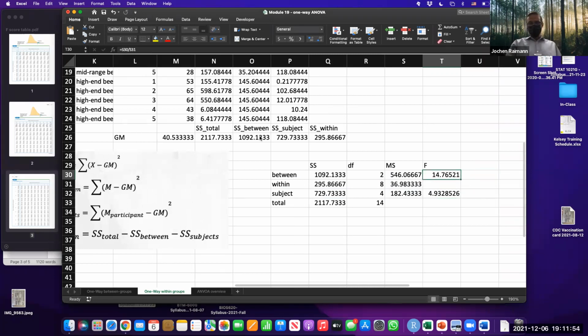It's always the same principle, right? So you get 3 MS entries. You can also do a 4th one, dividing this by this, which should actually also add up. Then you need 2 Fs: an F for the overall, between over within, and then an F subject over within. But hypothesis testing is only done on that first one.